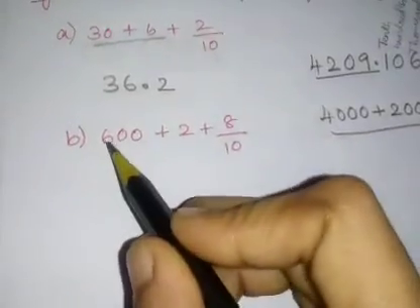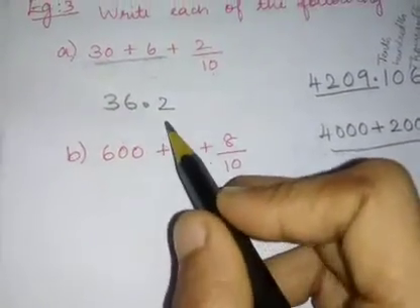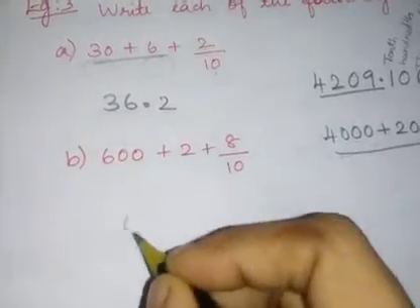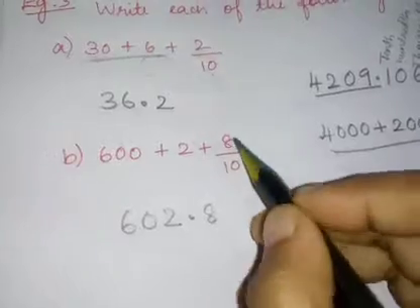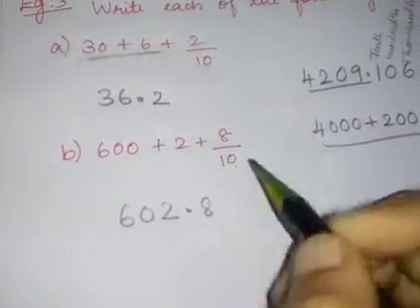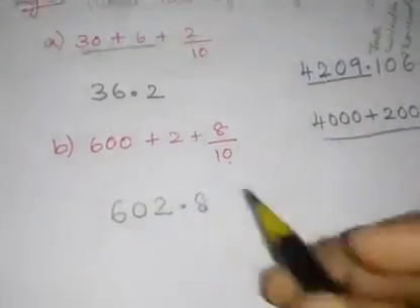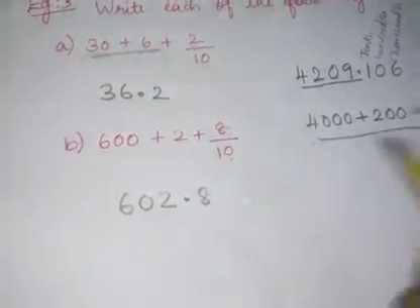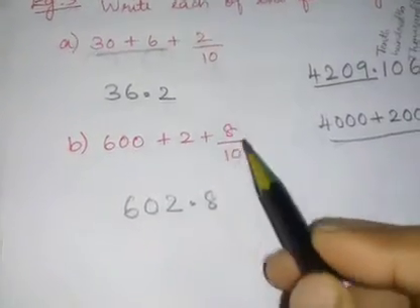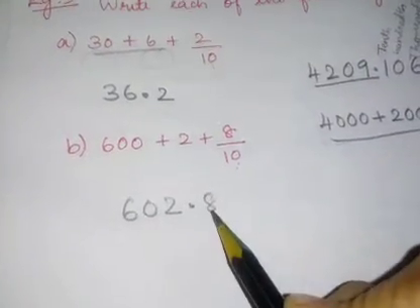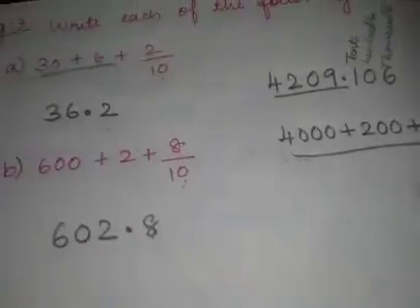Next 600. Then this is 100. Then tens is missing. Then ones is there. So 602.8, because 8 tenths. If it is 8/100, you will put 08 because the tenths place is missing and the hundredths place is given. So you will put 08. But here 8/10 is given. So you will put it in the tenths place. So 602.8 is your answer.